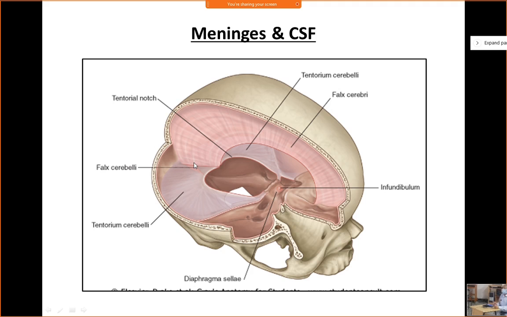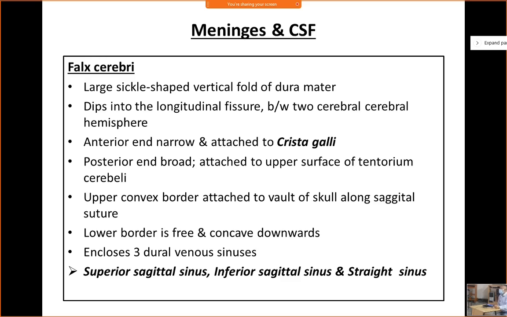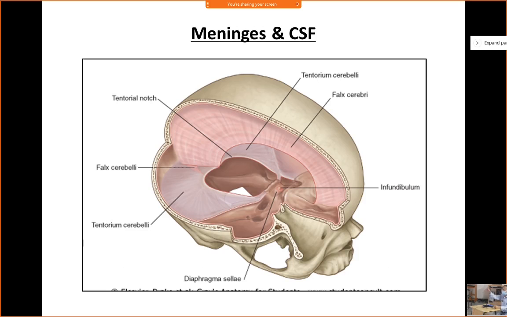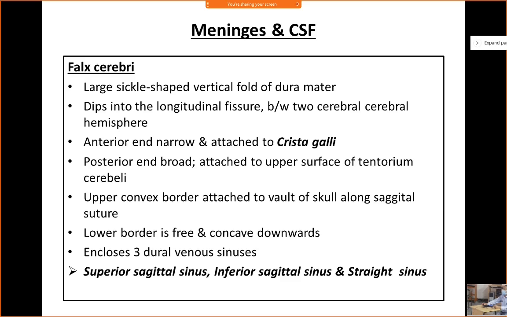This is our base. The base is ultimately attached to our tentorium cerebelli at the midline. So it is a midline structure. It dips into the longitudinal fissure between the two cerebral hemispheres. The anterior end is narrow and attached to the crista galli, a bony prominence in the frontal bone on the inner aspect, while the posterior end is broad. Here it is posterior, so it is broad and attached to the upper surface, because the tentorium cerebelli is here. It will come like this and attach to the tentorium cerebelli at the midline.